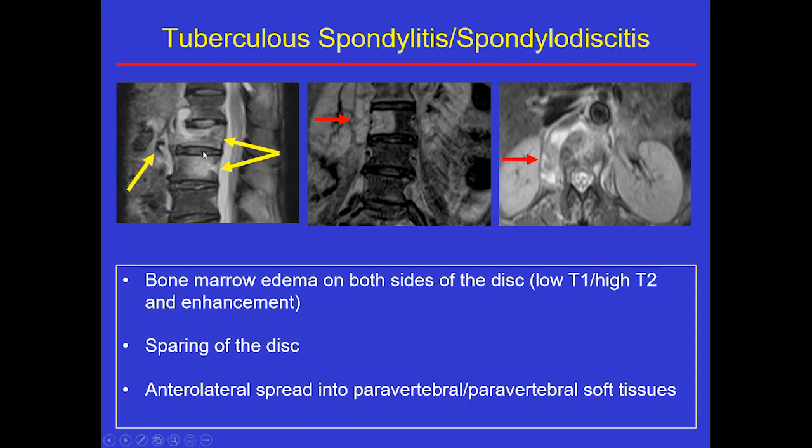There's no abnormal T2 hyperintensity within this disc. And even on the coronal STIR, you can see the disc space is relatively well preserved. If you take a look at the axial image, you'll see that there's anterolateral involvement of the paraspinal and paravertebral soft tissues here, noted by the red arrow. So it's lateral and then extends anteriorly. So this is a very good look for tuberculous spondylitis, spondylodiscitis, or TB in the spine.